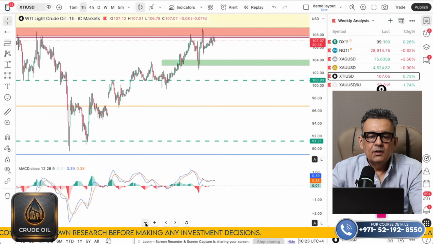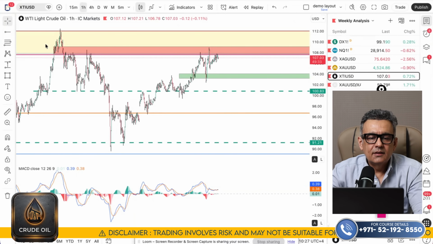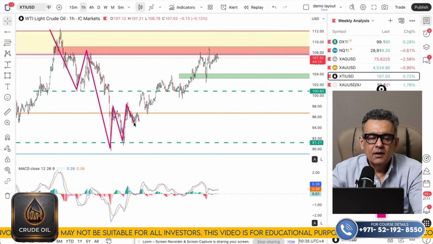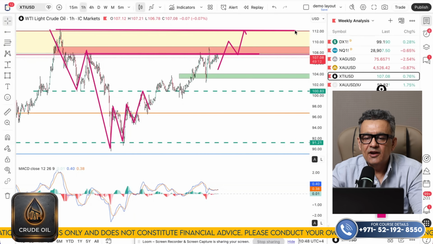Now I'll move to the 1-hourly chart. Now on the hourly chart, I can see here that this is the leg down, corrective bounce, impulsive move down, and then it started correcting and started creating higher lows, but it has not yet crossed the resistance yet. So once it crosses the resistance above 109 or 110, then I will expect it to reach 112. It will find another resistance at 112.